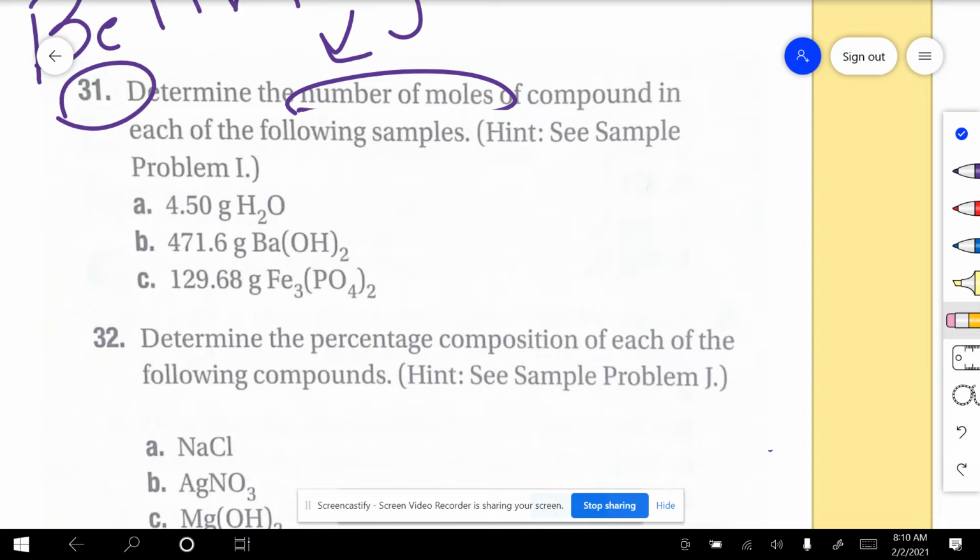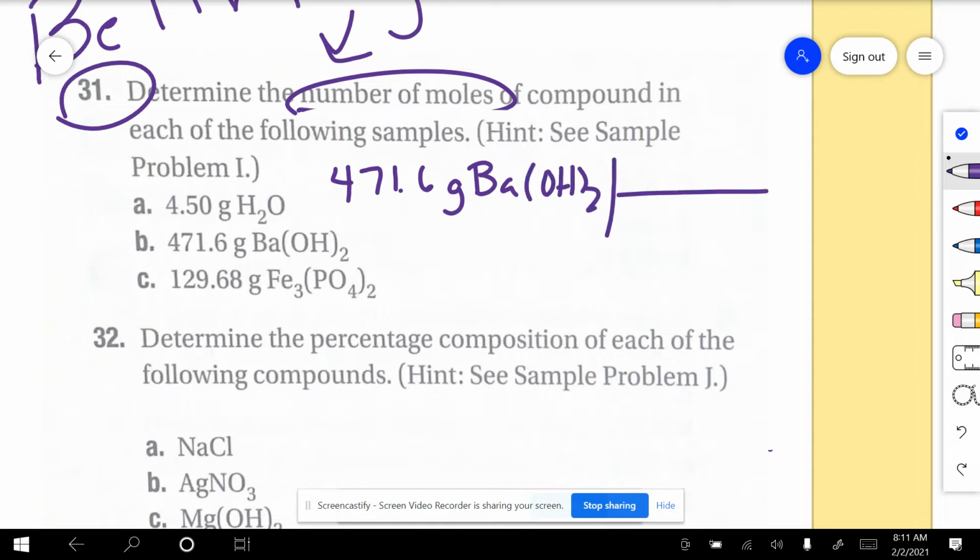How did I get 3 of those students? Okay, so what I want you to do is tell me, are you doing B or C? B? All right, so tell me how you started. Tell me what you've written down on paper, and I'm going to write it up here, and then we'll go back to it. You wrote 471.6 grams. I hope you're writing the Ba(OH)2. And this. Okay, that's what you got so far.